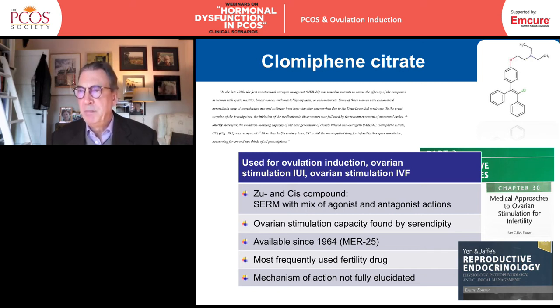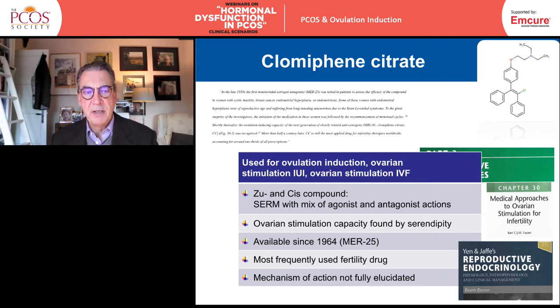Number one, it's a beautiful example of serendipity. This is not how the compound was designed. It was designed in the context of endocrine benign disease. If you look back at the initial papers, it was tested in cystic mastitis, breast cancer, endometrial hyperplasia, or endometriosis. And then just by coincidence, by serendipity, they found that quite a few of these women were anovulatory and started to have periods again.